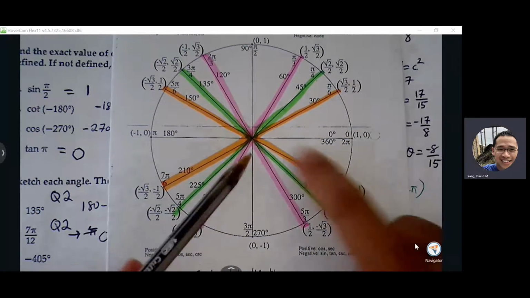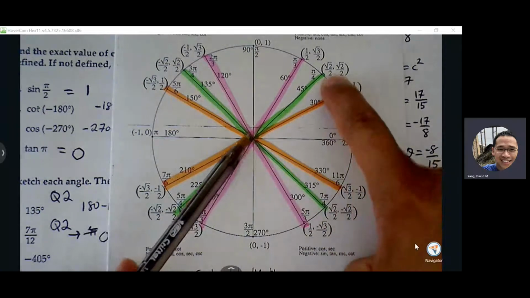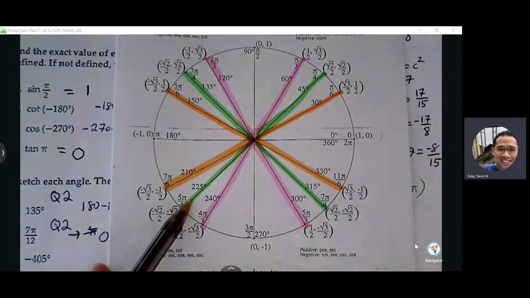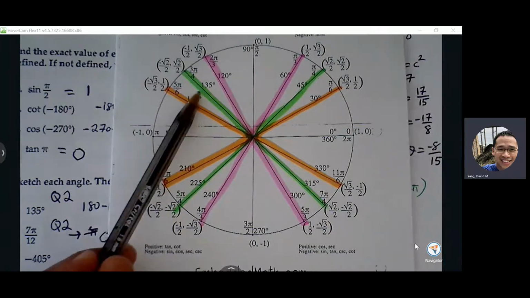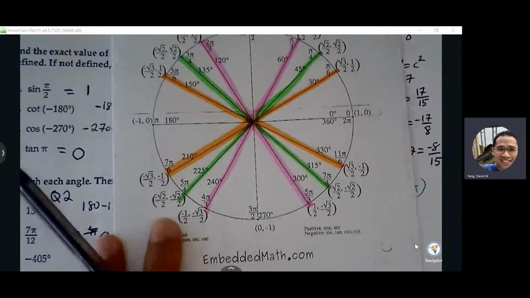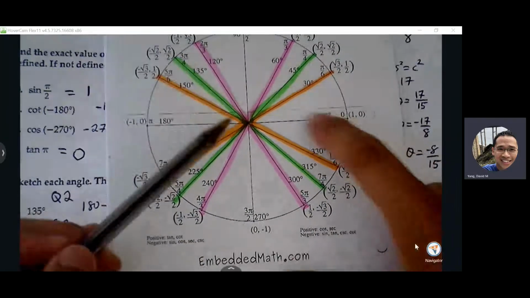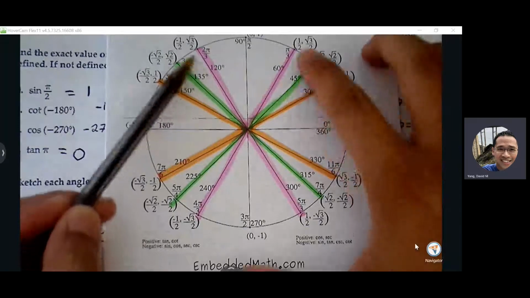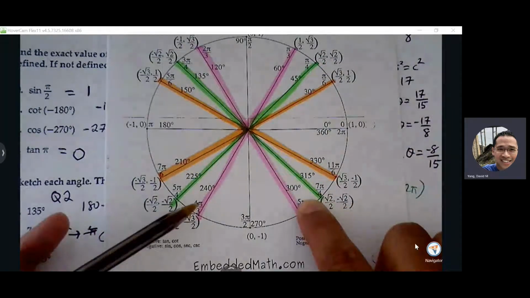And then likewise, these measures in green all have a reference angle of 45 degrees, because 135 and 180 differ by 45 degrees. Okay. And then anything in pink here, these are all a reference angle of 60 degrees.